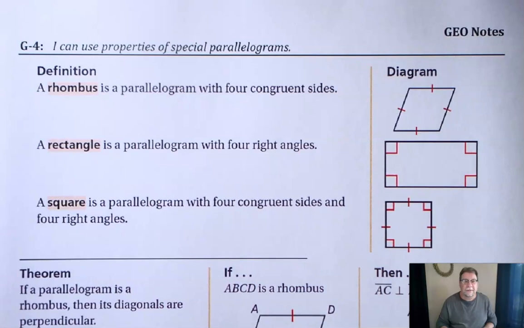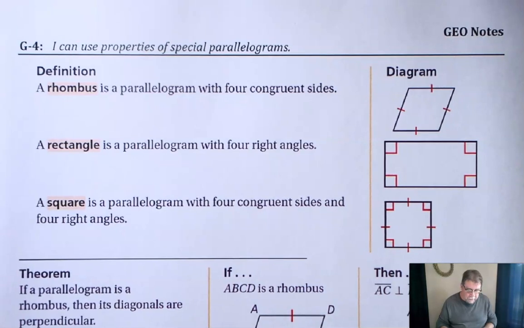It's time to start looking at some special parallelograms. Quadrilaterals are parallelograms when certain properties occur. We've talked about several of those properties. And now let's talk about special parallelograms.